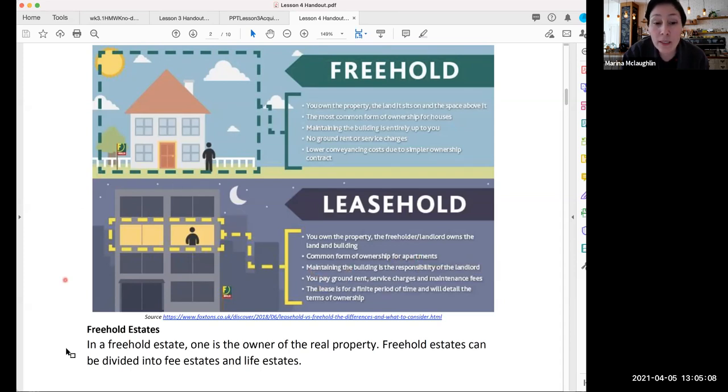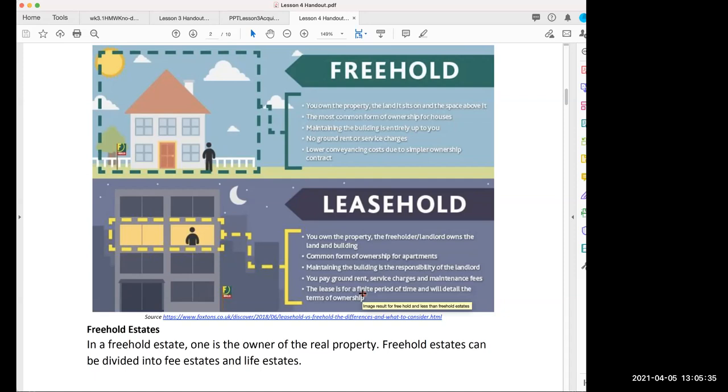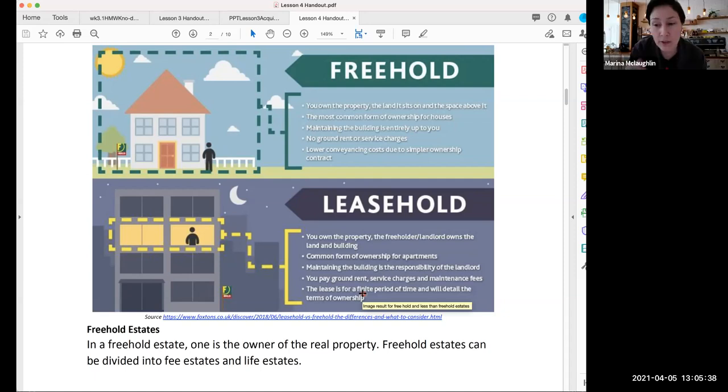Now, maintaining the building is going to be the responsibility of the landlord. You just maintain your apartment, but you don't have to maintain anything else. It doesn't belong to you to do that. You are going to pay some rent, as I mentioned, maybe some service fees and maintenance fees. And finally, the lease that you have is for a period of time. It's not like you buy the apartment and you're good for the rest of your life. You have a lease there for a certain amount of time. Of course, you're going to have all of that written in the contract that you sign.